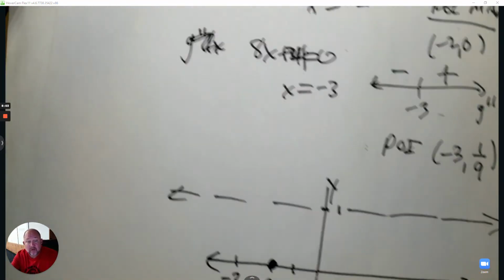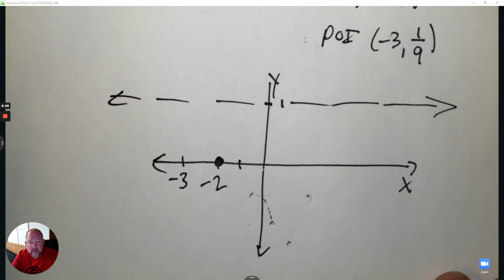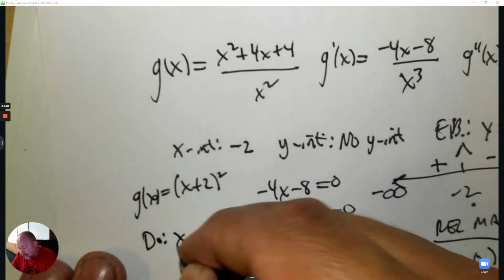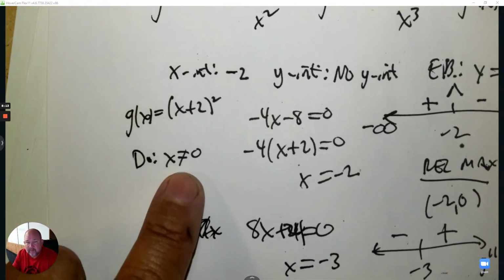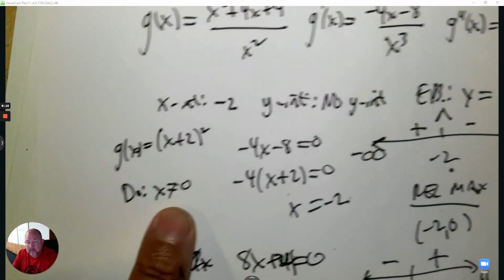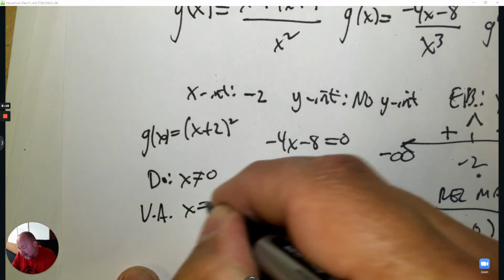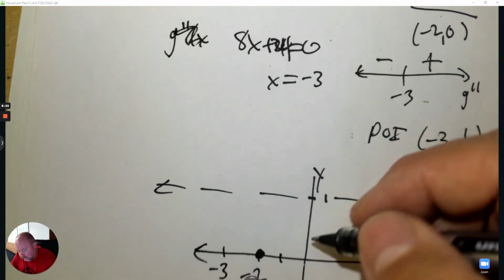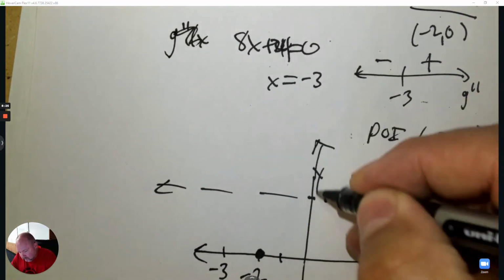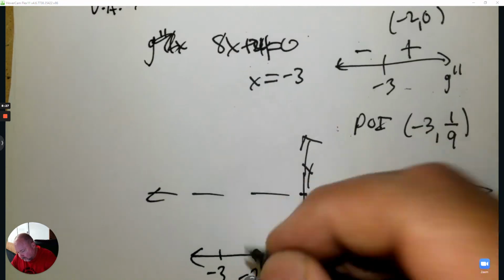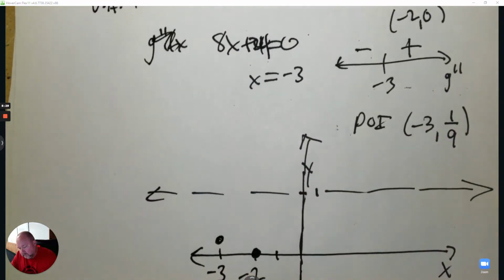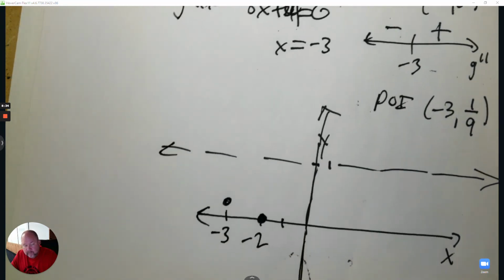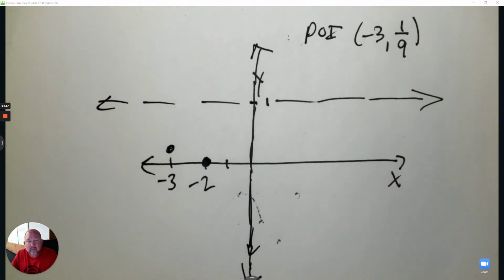Oh, we also have a vertical asymptote, so let's look at that real quick. So x squared, look at the denominator. The domain is x can't equal 0. So that gives us a vertical asymptote at x equals 0. All right. And then we have to figure out what this graph is.